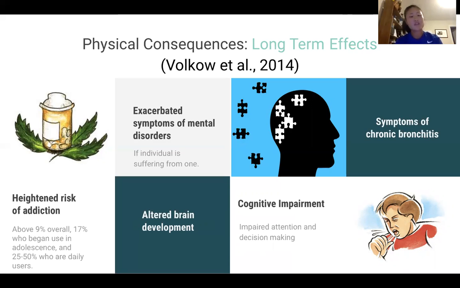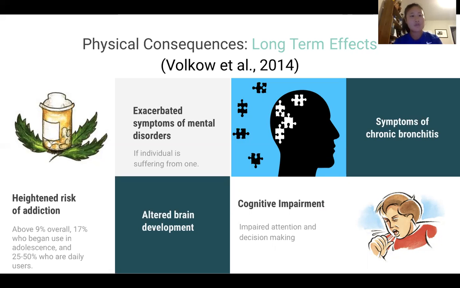So for addiction, only about 9% of users overall become addicted, and 17% of those people began use in adolescence, and 25 to 50% of them are daily users. You also see altered brain development, poor educational outcome with the increased likelihood of dropping out of school, cognitive impairment with lower IQ among those frequent users during adolescence, and overall diminished life satisfaction and achievement. However, this is all on subjective measures, so we cannot say for sure how accurate it is.